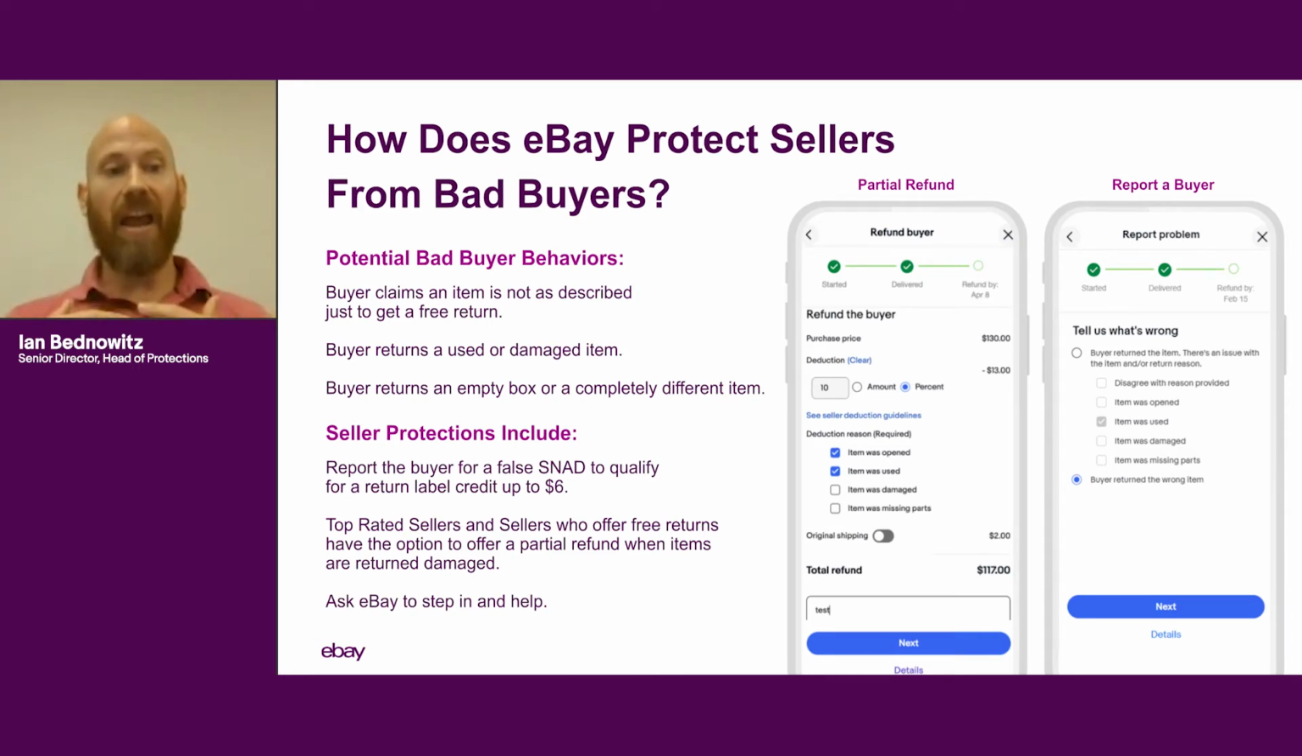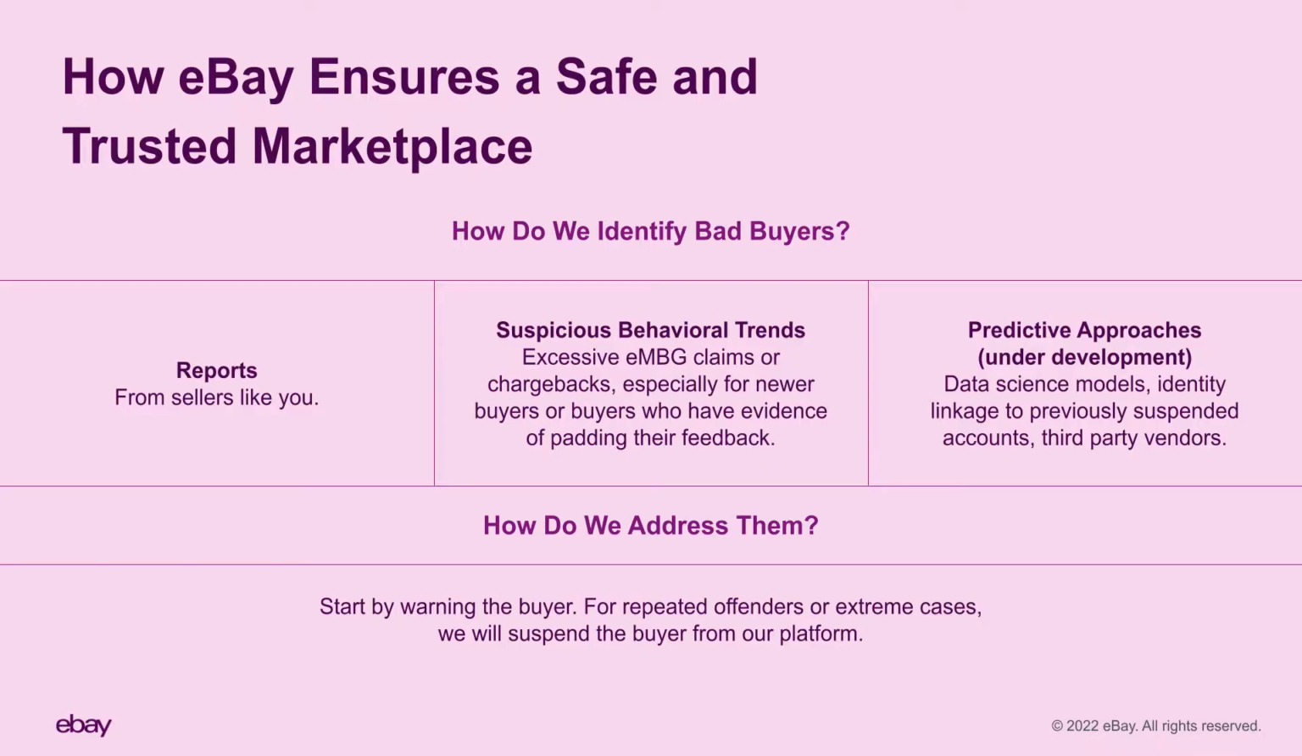And now in any extreme case, you can always ask us to step in and to help. You can appeal any claims. But this is our protection as it is today. Now let's talk a little bit about where we're going with this and where we can get your help. So how do we ensure a safe and trusted marketplace?